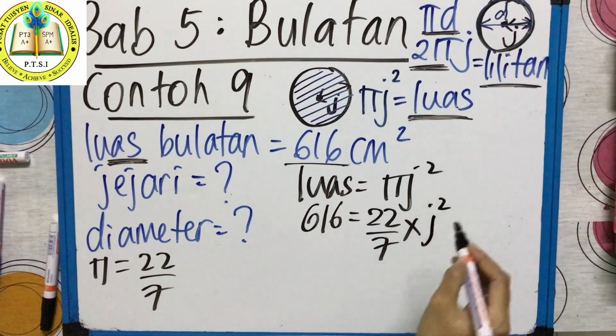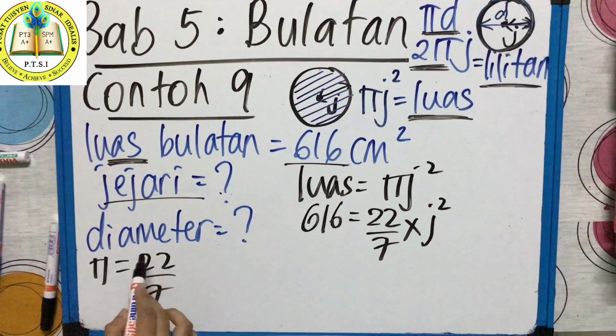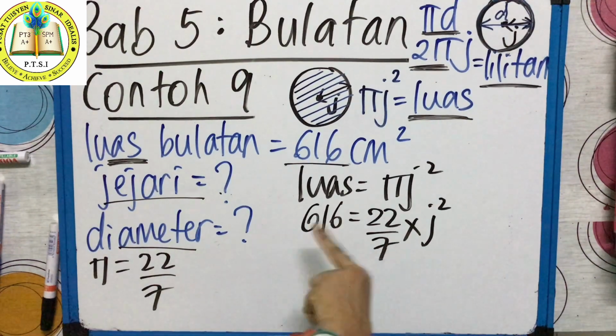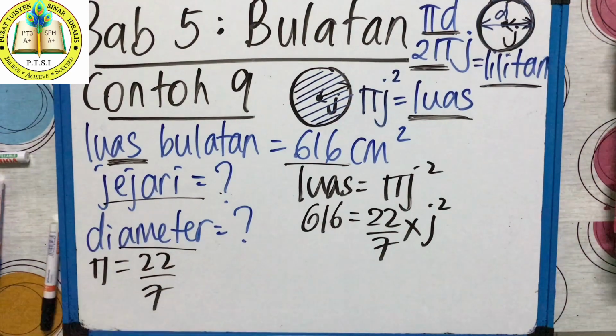So jejari kamu mesti cari, because the question asks you to find jejari and diameter. So kita cari jejari dulu. How to solve this? Remember before this you learned kuasa 2, punca kuasa 2 in form 1? Use that knowledge. Okay, how to solve this?